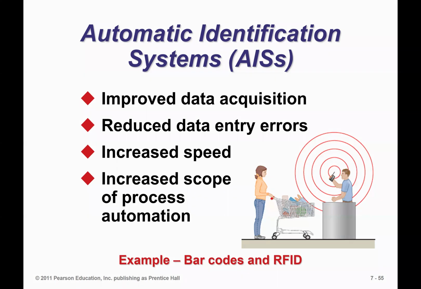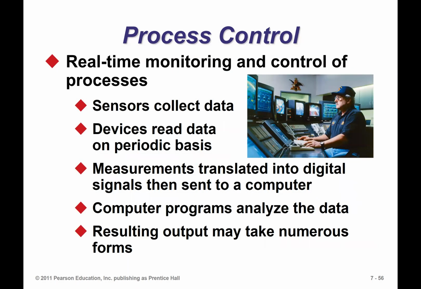Process control is real-time monitoring and control of the processes. And if you do advanced operations management, we go into detail on process control, where your processes are within control or spiraling out of control. We go into a lot more detail there. So sensors collect data, right? Devices read the data on a periodic basis. Measurements are translated into digital signals and then sent to a computer. The computer program then analyzes the data and gives you an output, right?